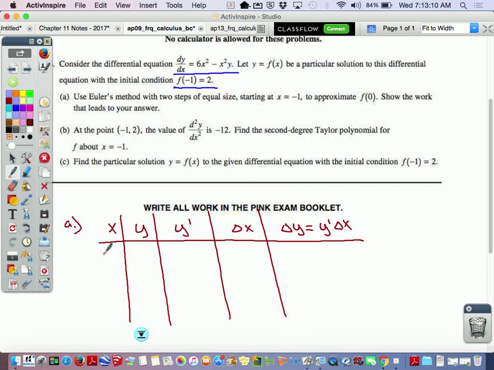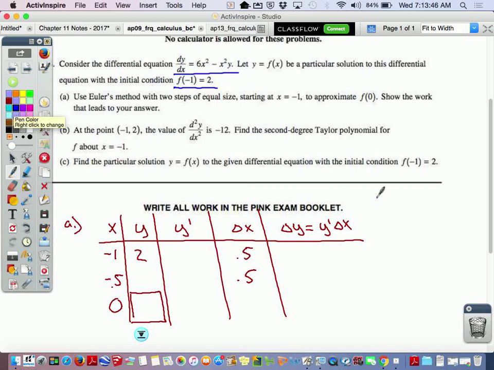We start at the point negative 1, 2, and we want to get to the point where we're approximating f of 0 with 2 steps. So we want our final x to be 0, and this is the y value that we're looking for. To do that in 2 steps, we need to have this intermediate step of negative 0.5. That means we're increasing the x's by 0.5, so our delta x is 0.5. Now we can start filling the table in based on the differential equation.